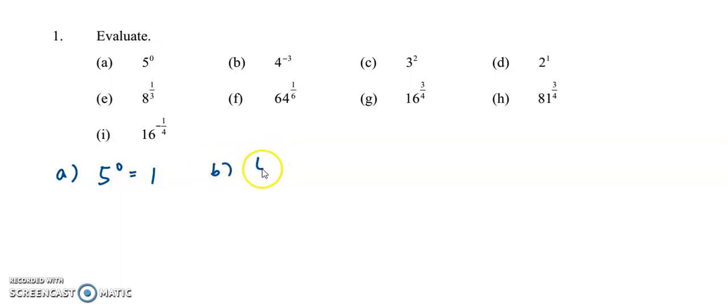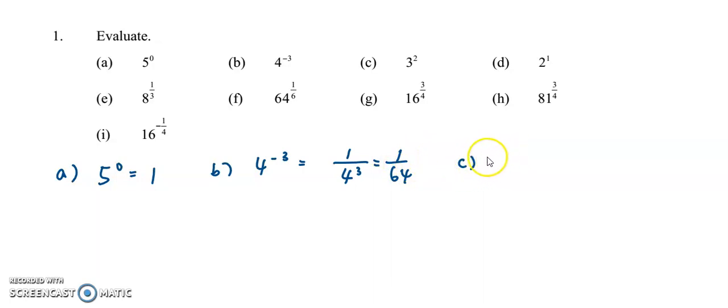And for B, 4 power of negative 3. If you have an index where the power is negative, that means finding the reciprocal, which is 1 over 4 power of 3, and this is equal to 1 over 64. So this is how you evaluate it.